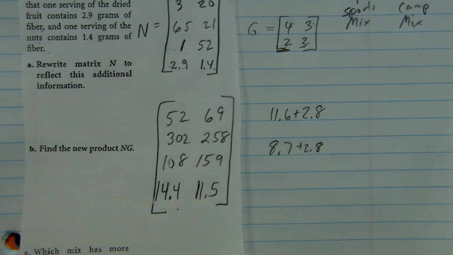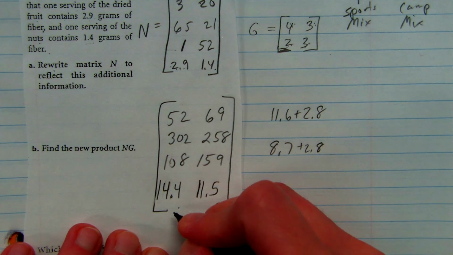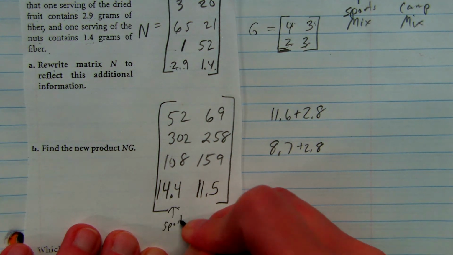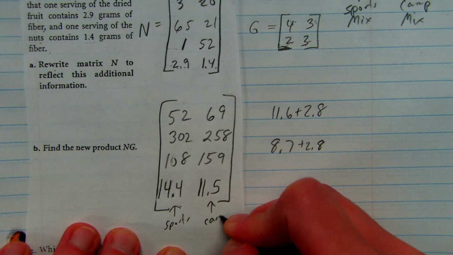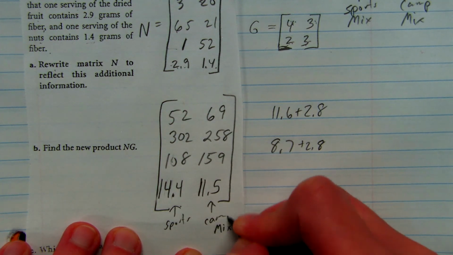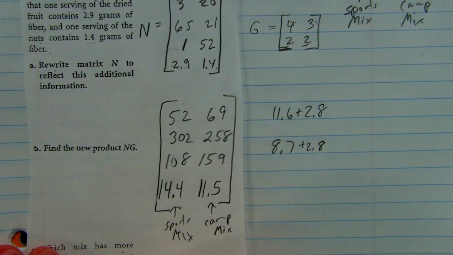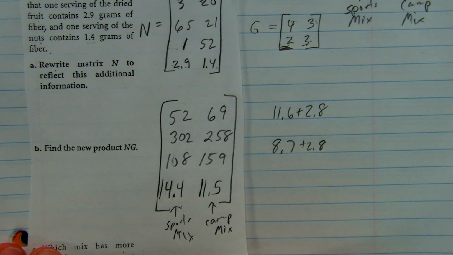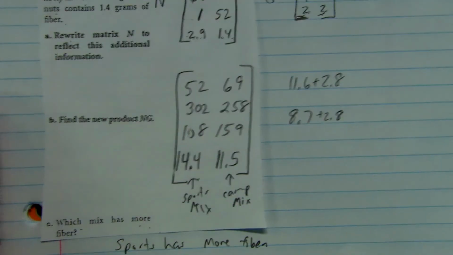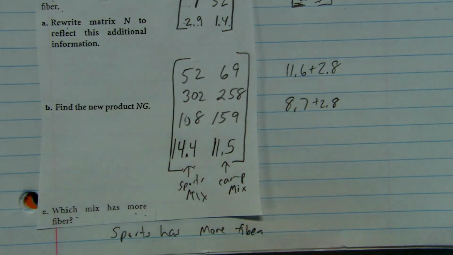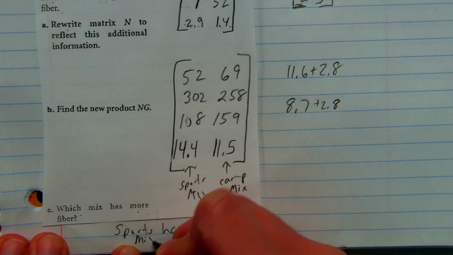All right, so which mix has more fiber? So remember they're in order. This is sports, and this is the camp mix. Sorry, I didn't write camp, I wrote cam. So sports has more fiber. Where are you at? So, just down here. Sorry, I went off the screen. So, the sports mix has more fiber.